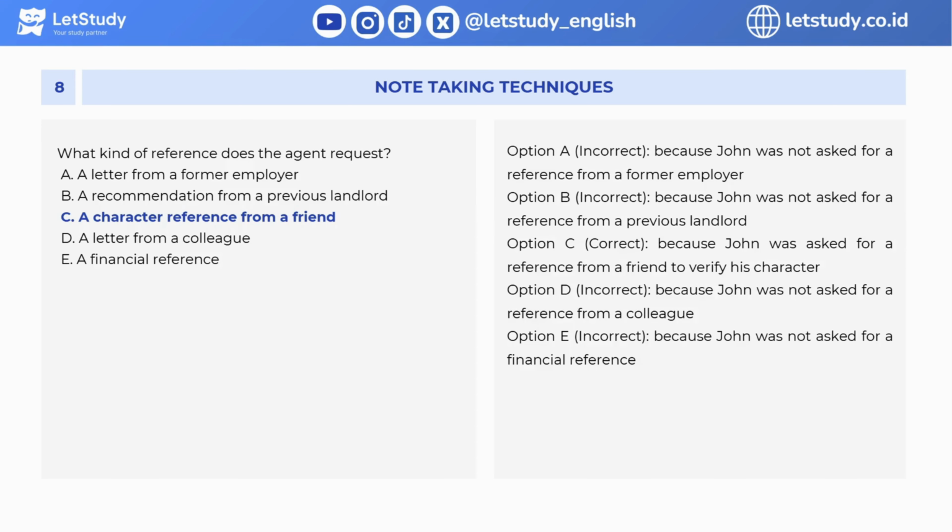C. A character reference from a friend. Option A is incorrect because John was not asked for a reference from a former employer. Options B, D, and E are also incorrect because there is no reference from a previous landlord, a letter from a colleague, or a financial reference. So the answer for the reference that the agent requests is a character reference from a friend.